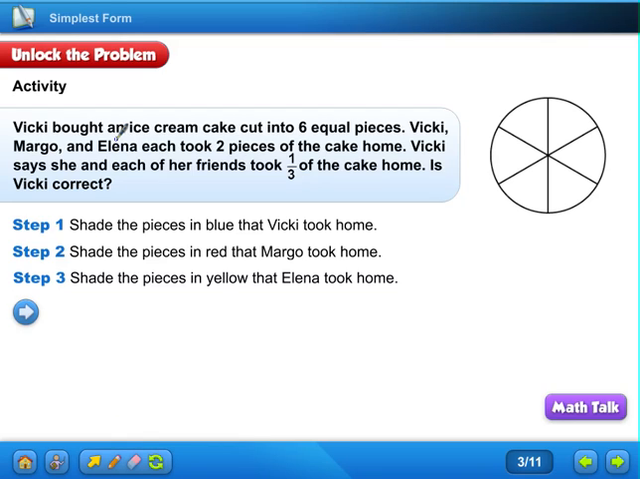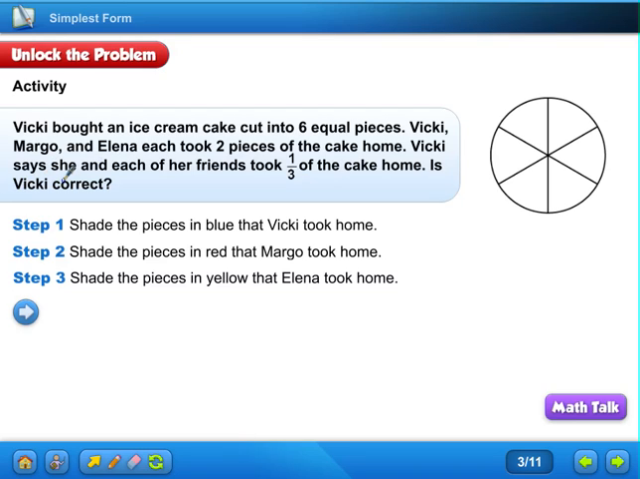Vicky brought an ice cream cake cut into 6 equal pieces. So they're showing you the ice cream cake here, 6 equal pieces. Vicky, Margot, and Elena each took 2 pieces of cake home. So they each took 2 pieces, 2 pieces, 2 pieces.